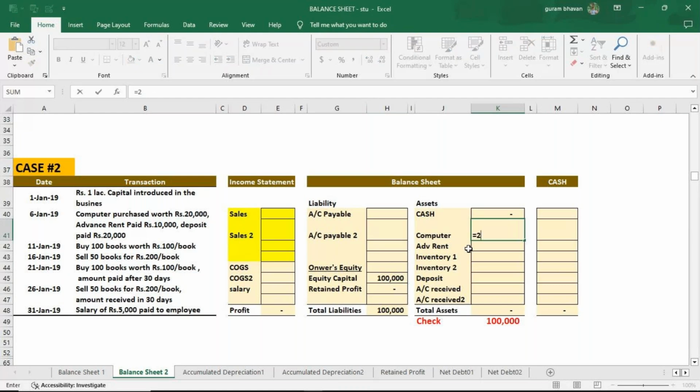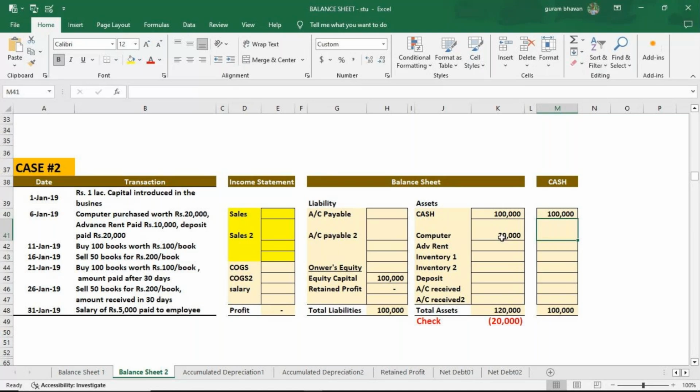So computer equals 20,000. At the beginning of my business, I had 1 lakh rupees with me, so cash, I had 1 lakh. Here 20,000 rupees I'm paying for my computer, so that will be minus 20,000. Money is going out from my pocket, so I'm taking it in minus.